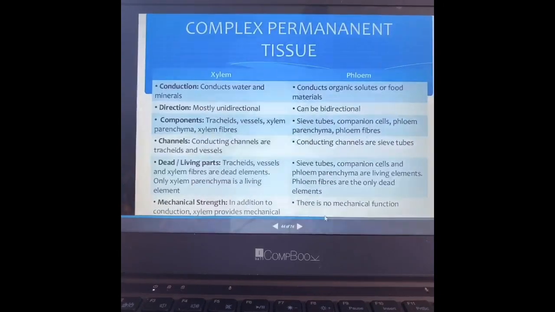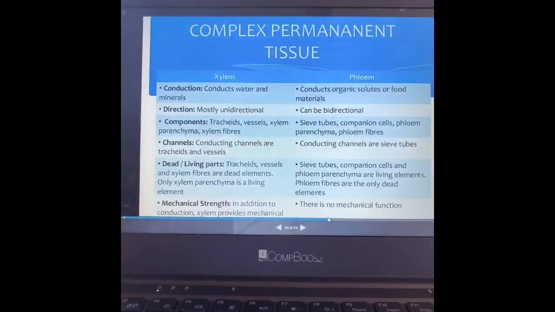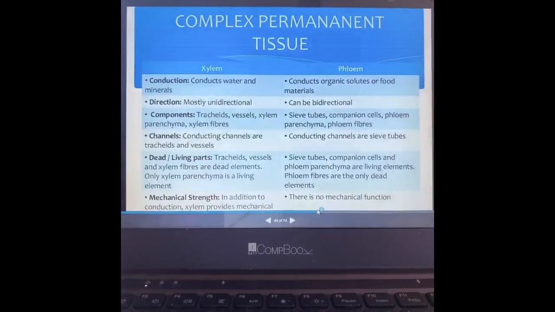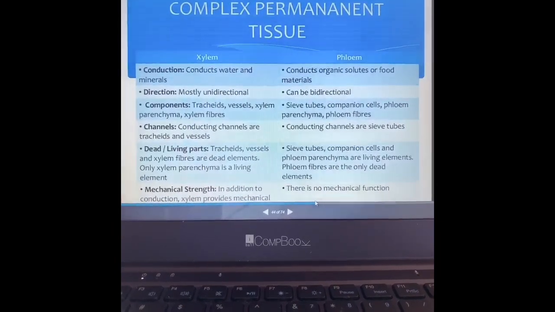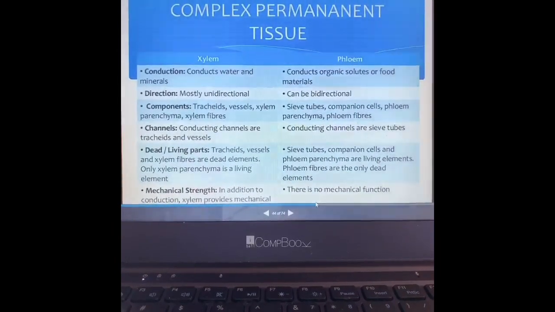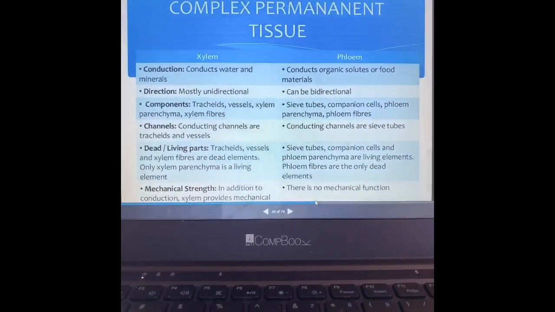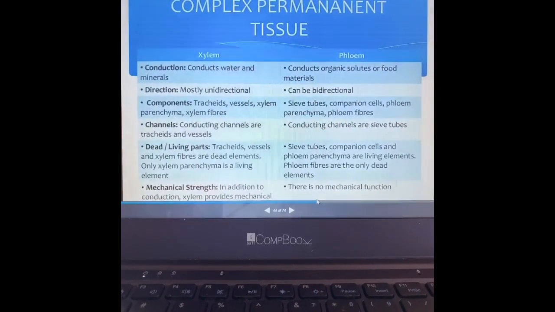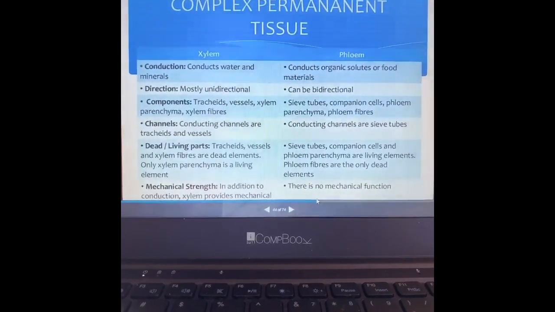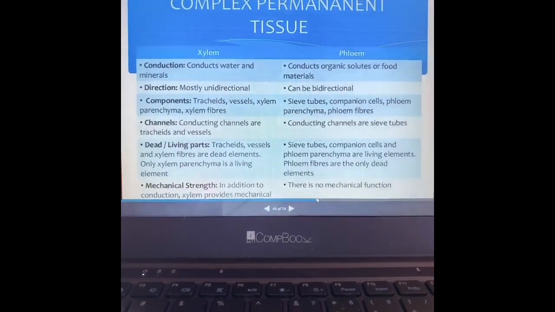Third is the components. If you observe the components, in xylem we have tracheids, vessels, xylem parenchyma and xylem fibers, whereas in case of phloem we have sieve tube cells which do not have a nucleus, then the companion cells, phloem parenchyma and phloem fibers. Now the conducting channels are the tracheids and the vessels in case of xylem, whereas it is the sieve tubes in case of phloem.